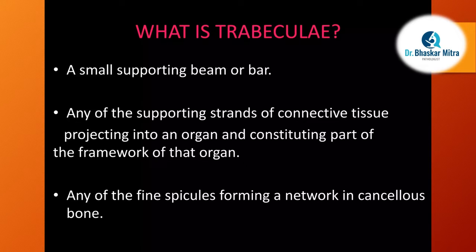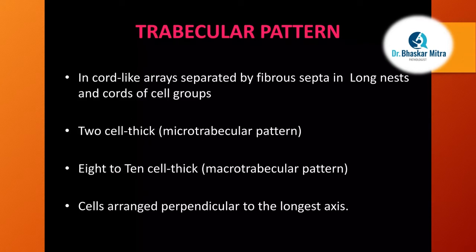So trabeculae are nothing but small supporting beams or bars. Any of the supporting strands of connective tissue projecting into an organ and constituting part of the framework of that organ. There are many fine spicules forming the network of the cancellous bone. Now, these trabeculae are cord-like arrays of cells arranged and separated by fibrous septa. Sometimes this may be 2 cell layers thick, then we call it microtrabecular, or sometimes it is 8 to 10 cell layers thick, then we call it macrotrabecular.